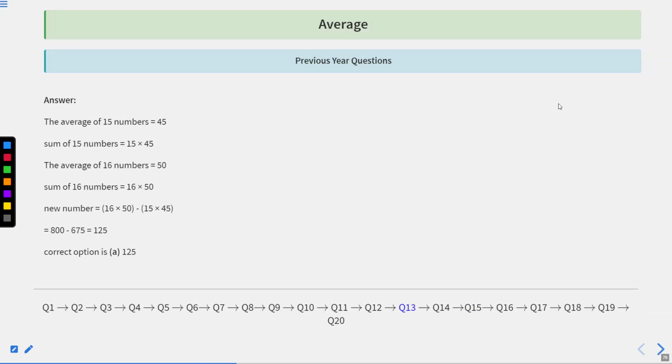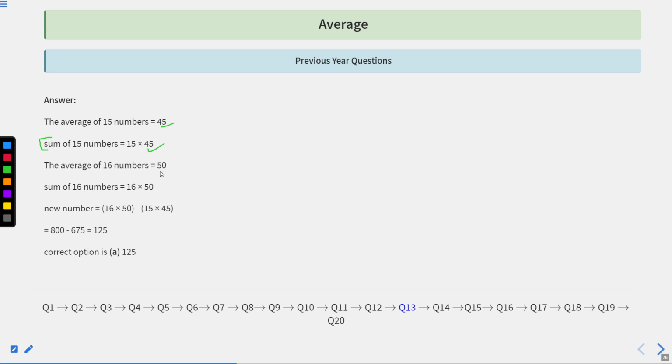Let us have a look over the solution. The average of 15 numbers is given to be 45. So the sum of 15 numbers is going to be 15 times 45. So you can see that we are using this thing that sum equals average times number of observations again and again. So you must be able to clearly understand when we have to use it, when it is required, because we have already seen a lot of problems based on the same idea.